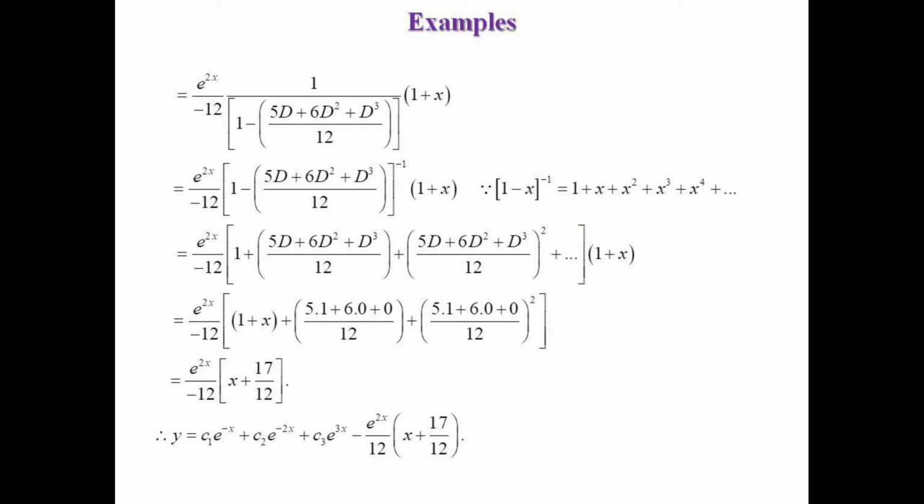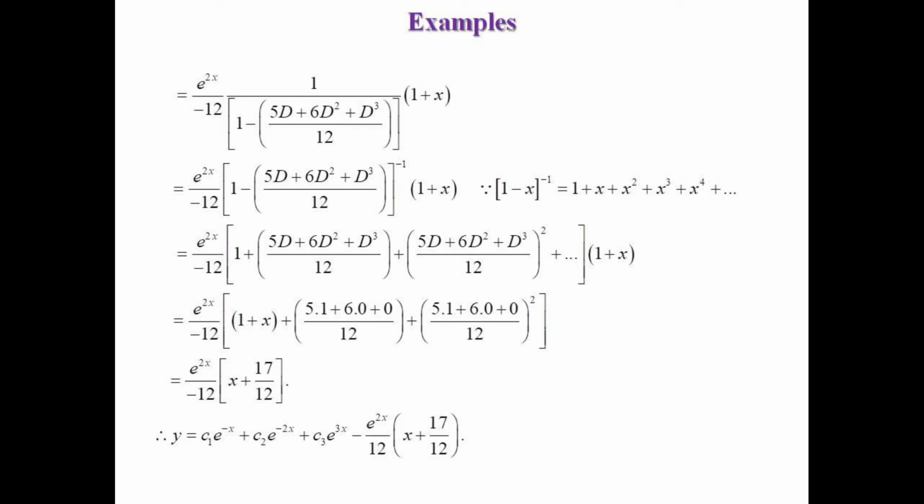Again the question arises here: how long do we have to expand this term? So take the derivative of 1 plus x. The first derivative is 1, the second derivative is 0. That means from the second onwards all derivatives are 0. So expand this equation up to first order only, because from the second order onwards all the derivatives of 1 plus x become 0. So once again if we simplify this term, then we get this equation as e raised to 2x upon minus 12, then 1 into 1 plus x after taking multiplication.